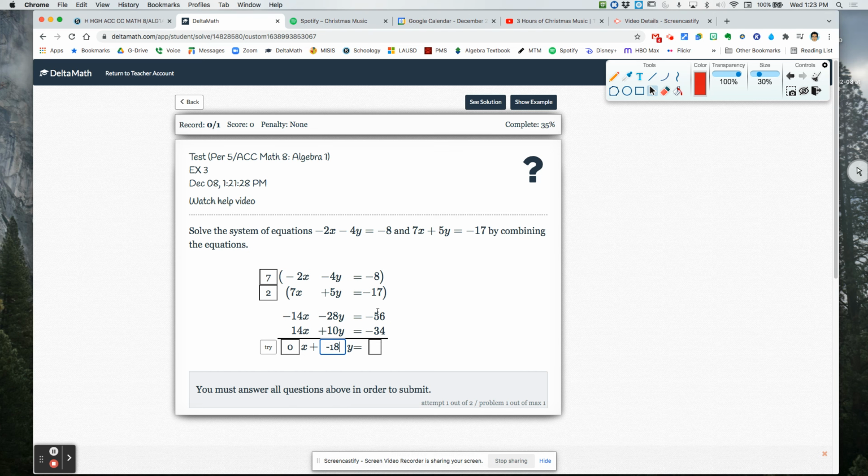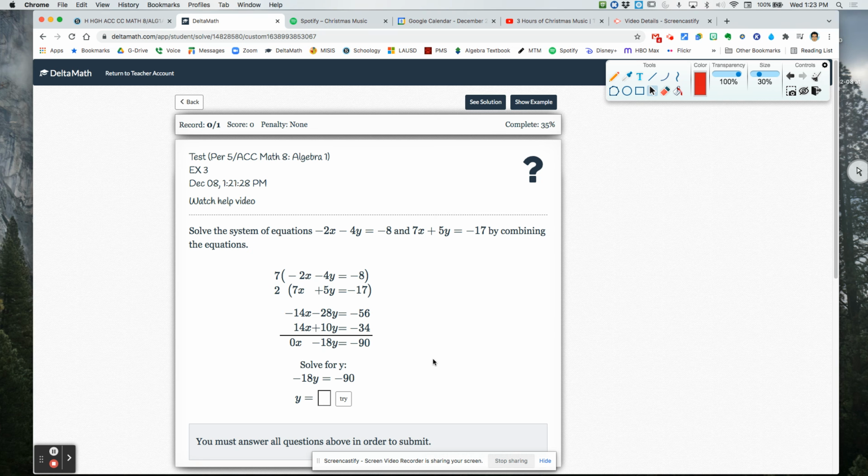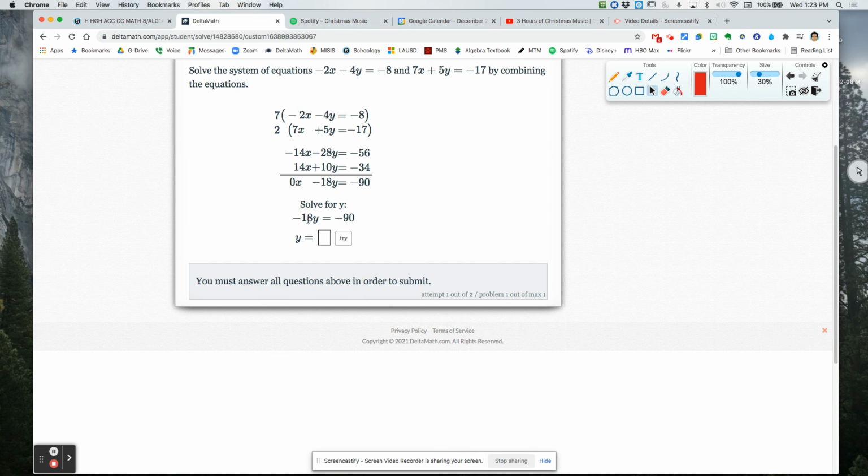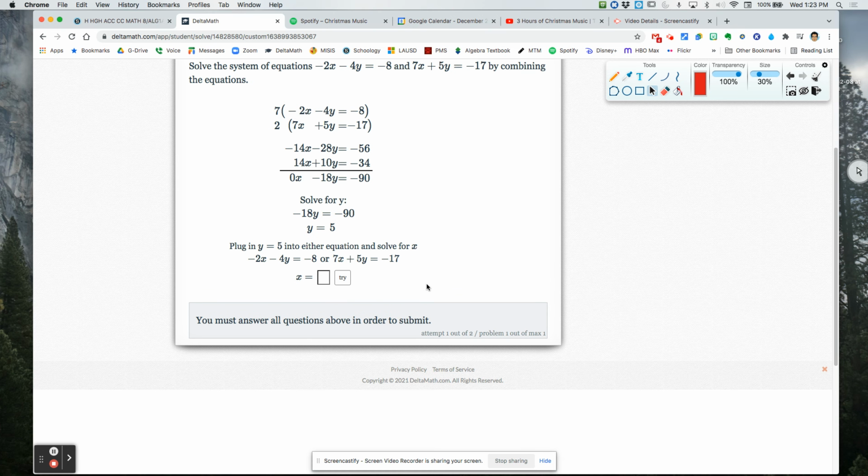And then we have to add negative 56 and negative 90. Okay, let's try. Okay, that works out. And then we have negative 18y equals negative 90. 5. Oops, 5, not 6. Let's try. That's correct.